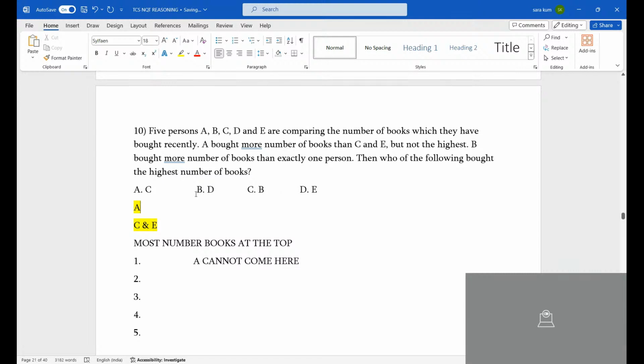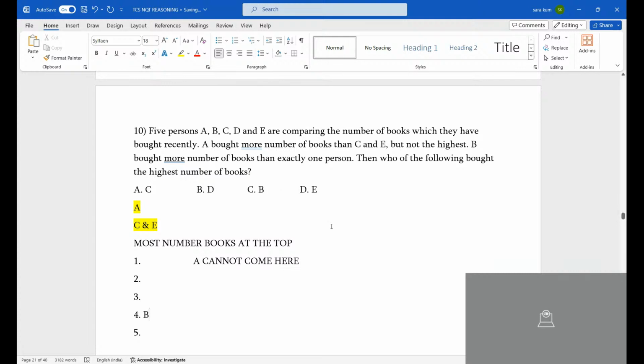B bought more books than exactly one person. So from the bottom, B is second, correct? He bought more books than exactly one person, and that one person must be the last one, right? So B must be here.